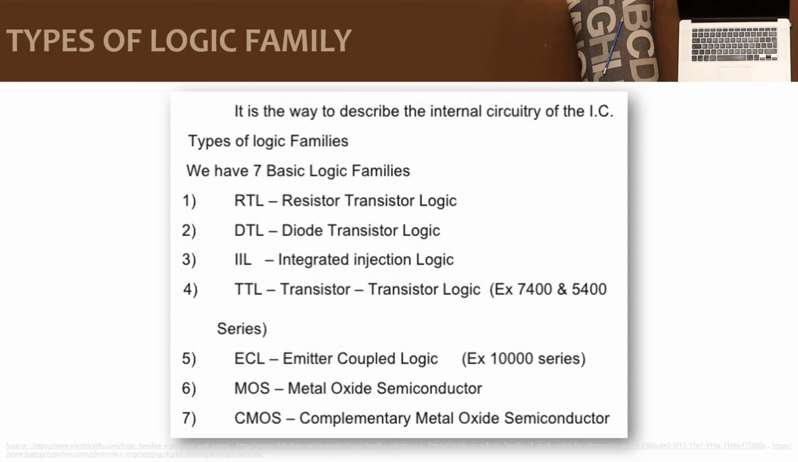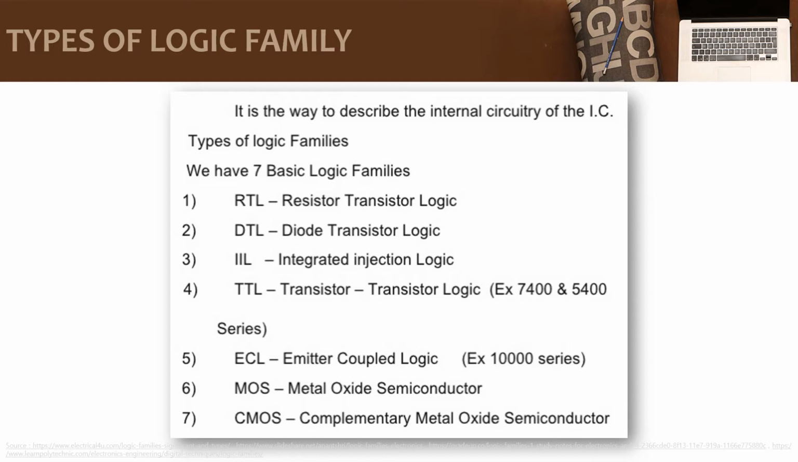The digital ICs are designed using either bipolar devices or the MOS, that is, metal oxide semiconductors, or a combination of both. It depends on which type of ICs we are designing and what the application is. The logic families which fall under the first kind are called the bipolar families, and these include RTL, then DTL, then IIL, and then the TTL.